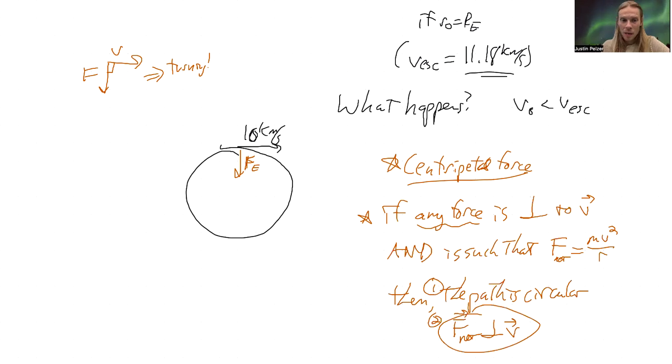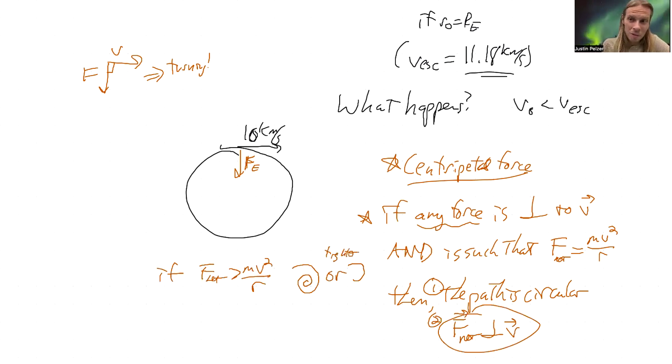One, the path is circular, and two, F net always stays perpendicular to the velocity vector. Now, if F net is greater than mv squared over r, then the force is too much. It's tighter than a circle. Let's keep it more general right now. So if F net is greater than mv squared over r, then we get a tighter curve.